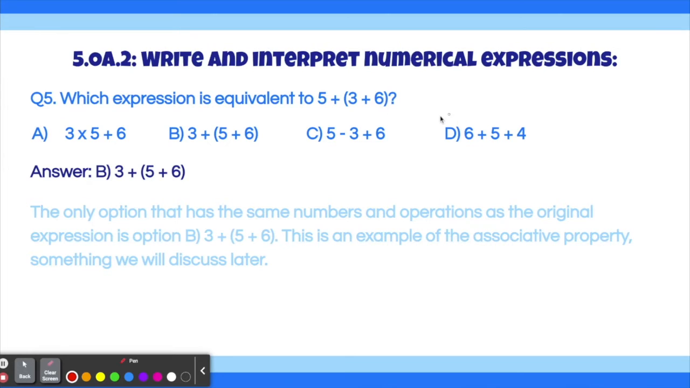So we know for a fact that D cannot work because 4 is in this question, and we know that 4 was never in the original equation. So now we know that A also cannot work because there is multiplication here, and there is no multiplication in the original expression. We also know that C cannot work because there's subtraction here, and there is no subtraction in the original expression, which leaves the only answer as B, which is also an example of the associative property of addition, which is something that we'll discuss later.